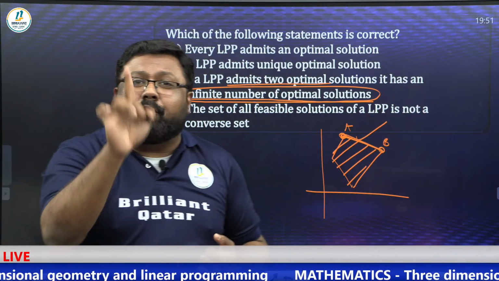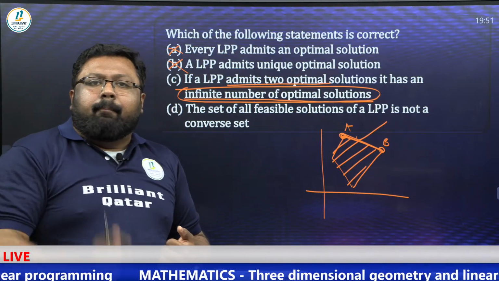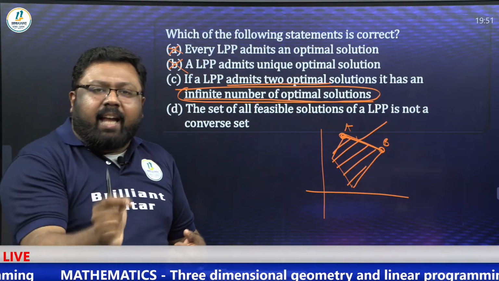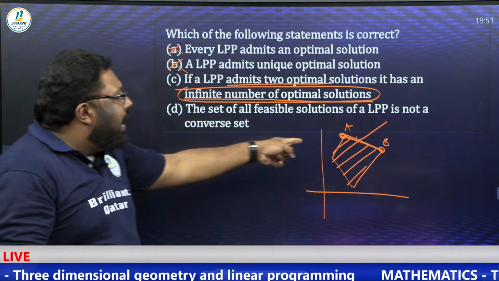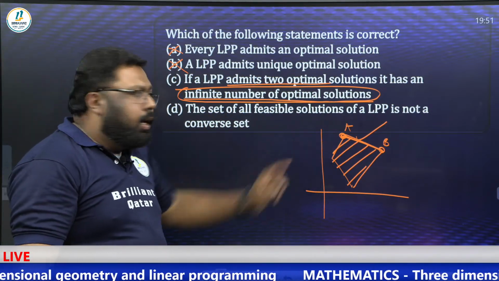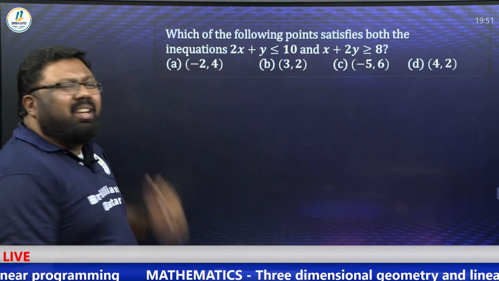That must be a statement for the 3 mark question also. Remember, you must write that. When there are multiple solutions, write the solution exists on all the points on the line containing the 2 points. Okay, clear? Okay, next. Which of the following satisfies both the inequalities?